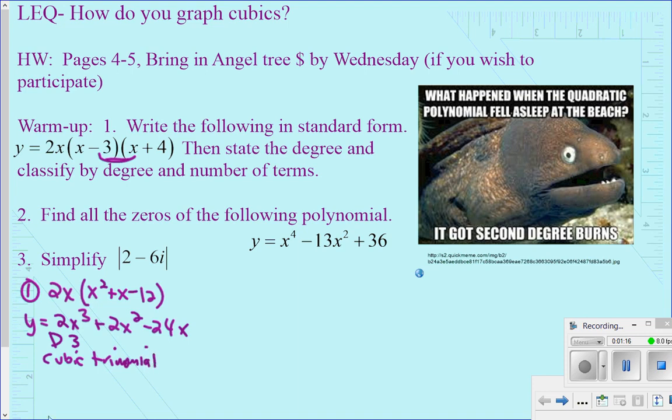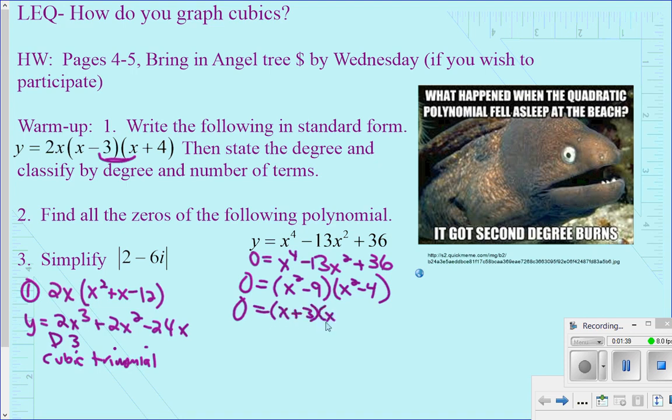Number 2, find all of the zeros. Well, first I'm going to substitute 0 in for y because I'm looking for the x part of the x-intercepts. Then I'm going to factor that. So that's x squared minus 9 and x squared minus 4, which factors further into x plus 3 and x minus 3. So my solutions are plus or minus 3, plus or minus 2. Those are the zeros.